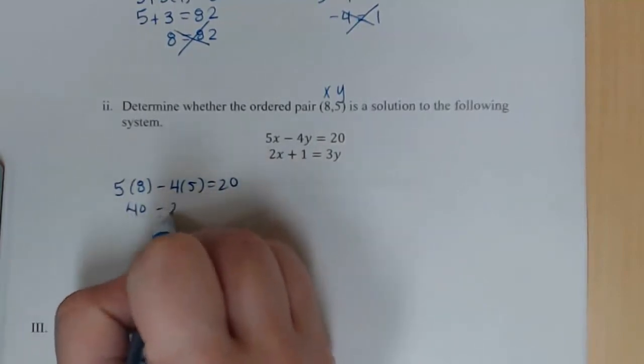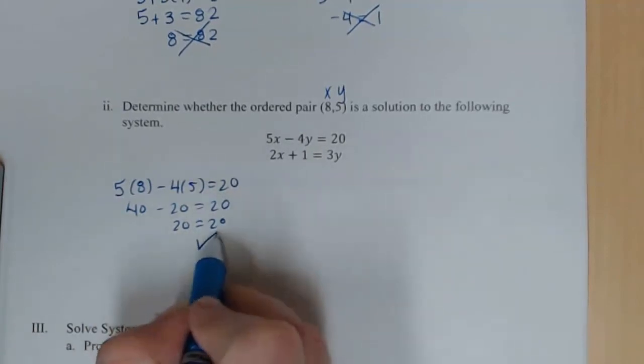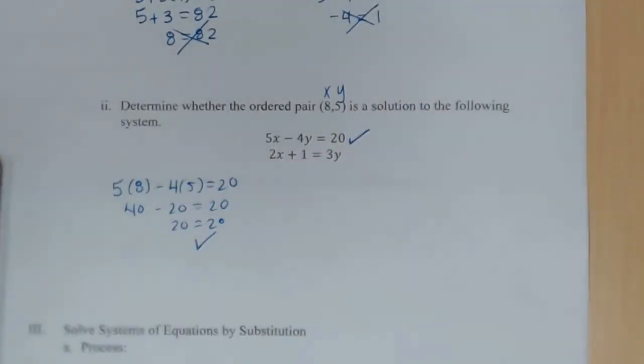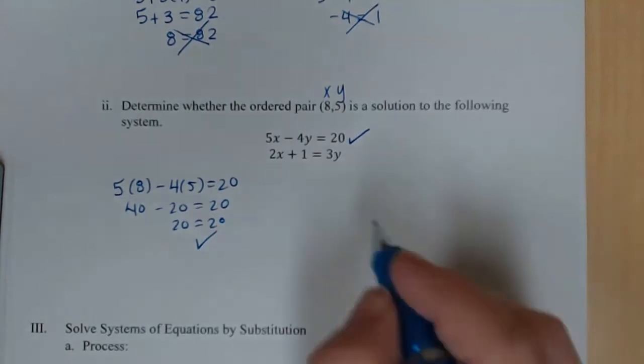That gives me 40 minus 20 equal to 20. So 20 equals 20. Check. That is a true statement, so check. It works for this one. Now, this is where the trouble lies. You can't just go, oh, look, it worked in one and move on with your life. You have to check both of them.